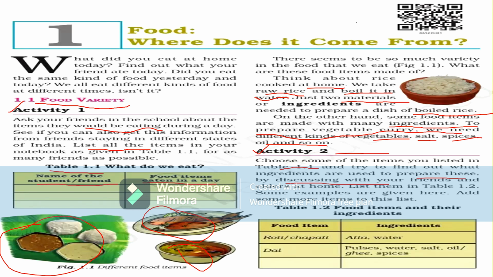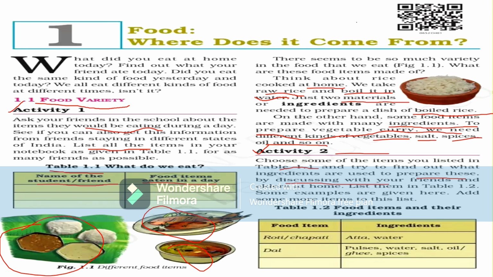In activity 1, you collected the information about what they ate today, and in the second activity you can also collect the information on how they prepared this food. If they don't know, you can take one dish from table 1.1 which you have noted, then ask how to prepare the food from your parents or your elder sister or brother, or if your friends don't know it, you can list it out.